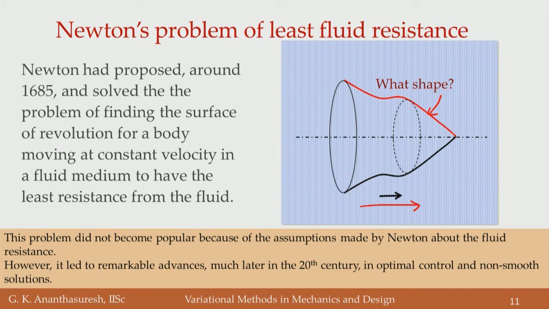Okay. But this problem has not become very popular in the history of calculus of variations, because Newton apparently had made some mistakes or some assumptions which were not valid later on, but he had thought of this. Many other people might have thought of problems like this, where the unknown is a function. That is what we had discussed last time. The unknown itself is a function.